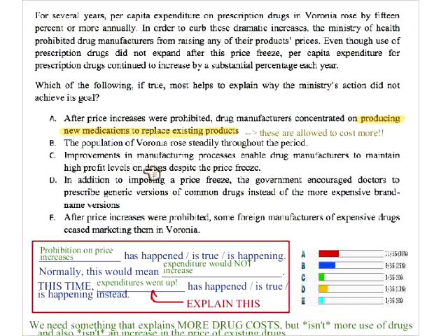Other answer choices that people picked: the population rose steadily. This is all per capita, so the population doesn't make any difference. Because if we're doing things per capita, then the population size is irrelevant. So the stats are per capita. We'll get to the questions in the text box in a second. Improvements in manufacturing processes enable drug manufacturers to maintain high profit levels. Well, profits don't have anything to do with how much people are spending. It's expenditure by consumers. So profits have nothing to do with that. Consumer expenditure.